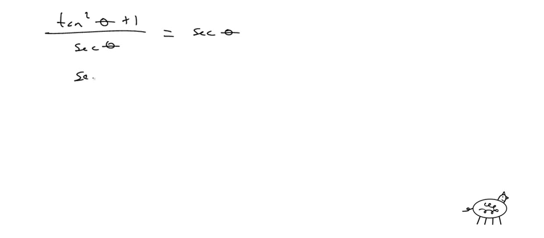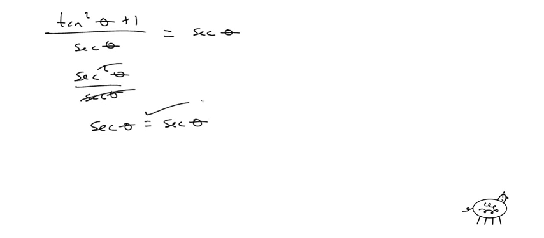That's just secant squared of theta over secant of theta, and then that cancels with that, and we just have secant of theta equals secant of theta, check mark. Okay, it's not too bad so far. All right, let's keep going here.